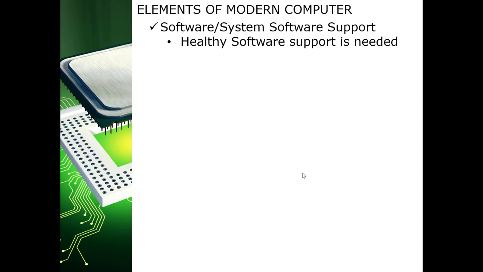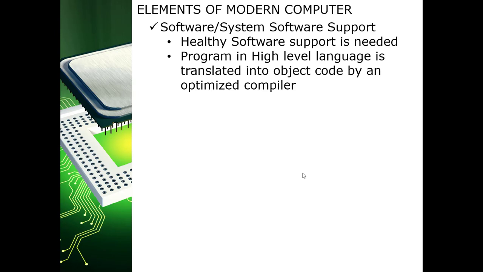Okay. So along with that, some more software support is needed. Some more system software exist as elements of the modern computer. Such system software support is needed. A healthy system software support is needed for effective operation. So what are all that system software we have to see?